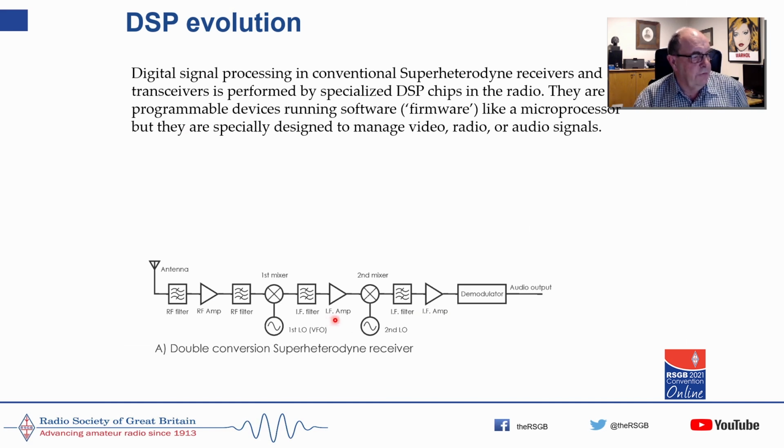Then there's an IF amplifier, then there's a second mixer, second local oscillator, fairly straightforward, and then there's an IF amplifier, and eventually you get a demodulator and you get audio out of the receiver. So that's pretty much the standard receiver that we were using up until the time that DSP came along.